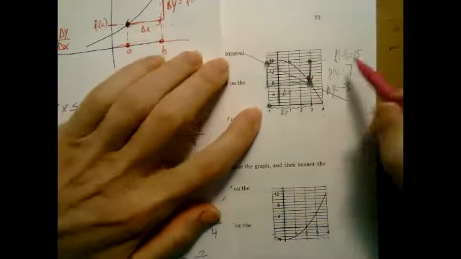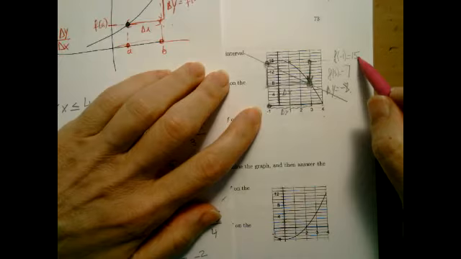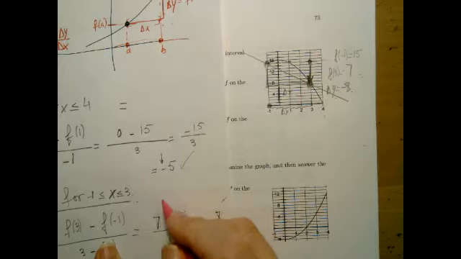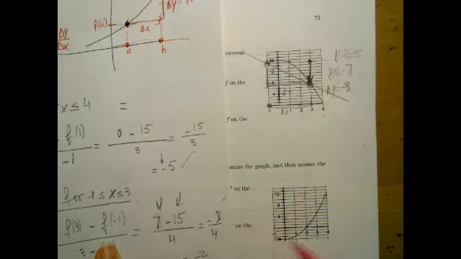It's 7. What is f of -1? It's 15. So what's the change? It's f of 3 minus f of -1. It means that's the 7 minus the 15, which is the -8. Okay?